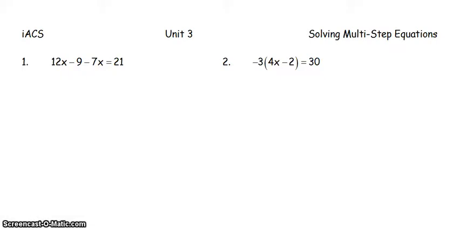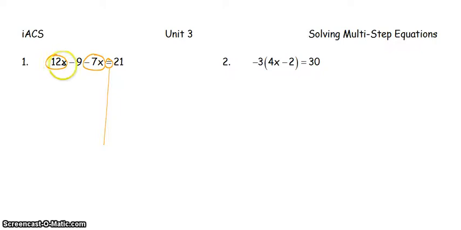When solving multi-step equations, it's important that you recognize that both sides of your equal sign need to be simplified. In example 1, the left side is not simplified because I have a 12x and I have a negative 7x. Since they're on the same side of the equal sign, I will not use inverse operations here. This is an expression. It is just like our unit 2 where we were combining like terms.